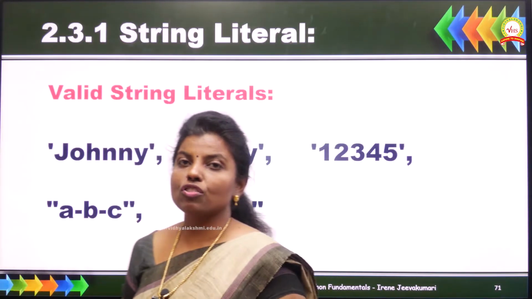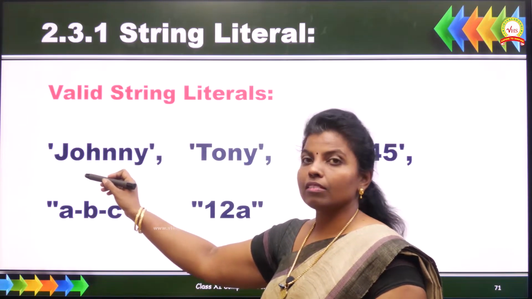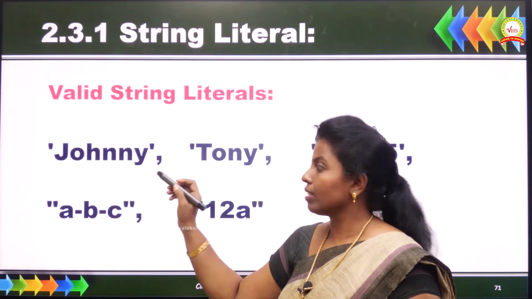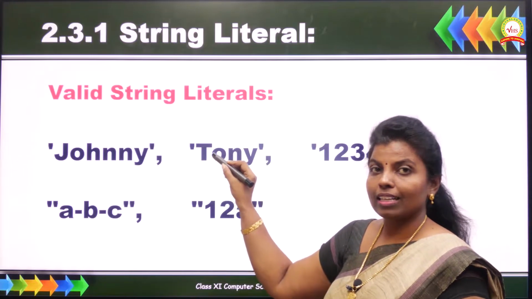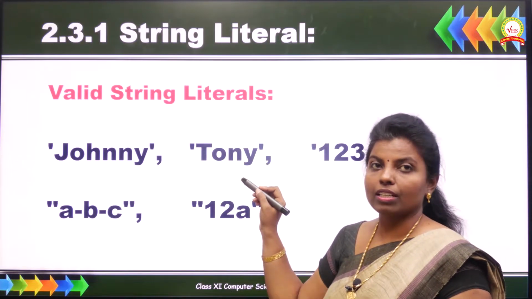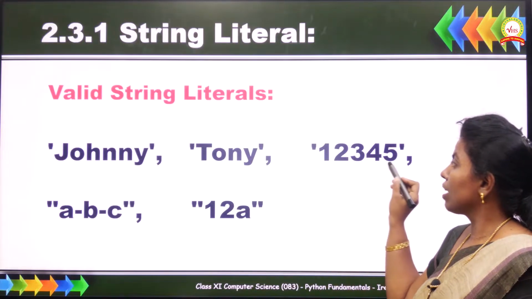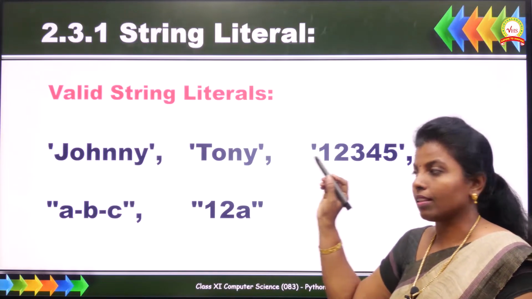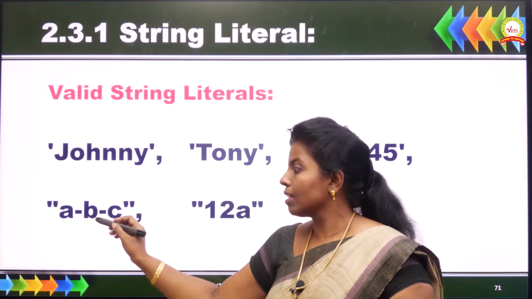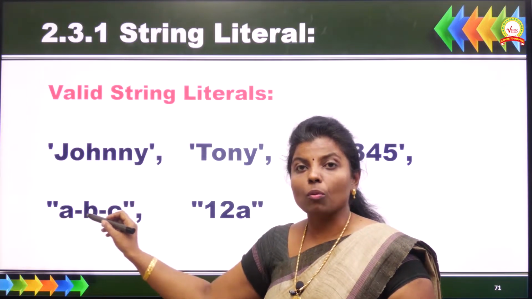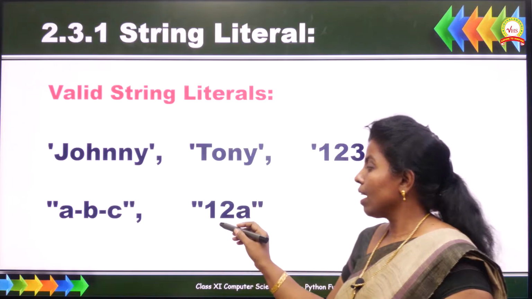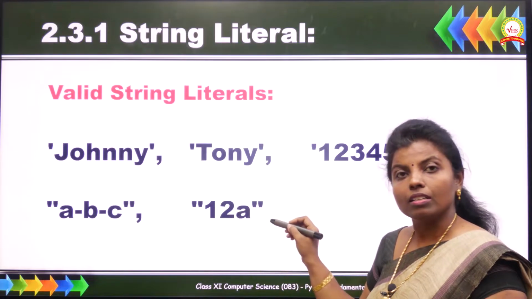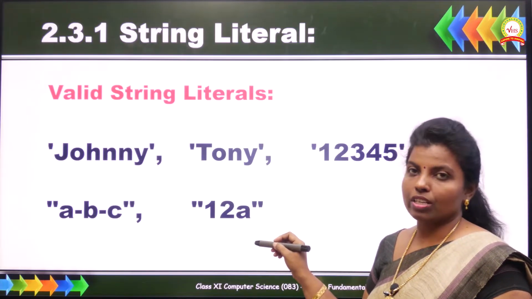Let us see some valid string literals of Python. Here you can see the word Johnny that has been surrounded within single quote. So this is a valid string literal, and here we have got Tony that is surrounded within single quote, that is referred as a valid string literal, and here we have some numbers, they are enclosed within single quote, and this is also a valid string literal, and here we have got some characters and some symbols, they are enclosed within double quotes, and this is a valid string literal, and here we have got some numbers and a character, they are surrounded within double quotes, and this is also a valid string literal of Python.